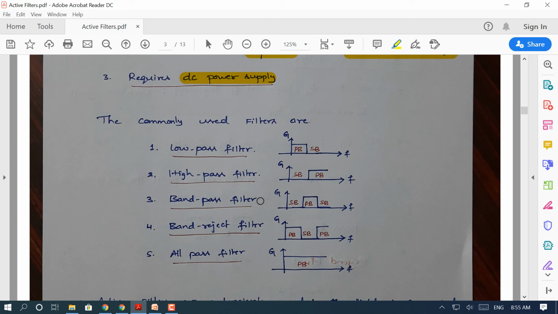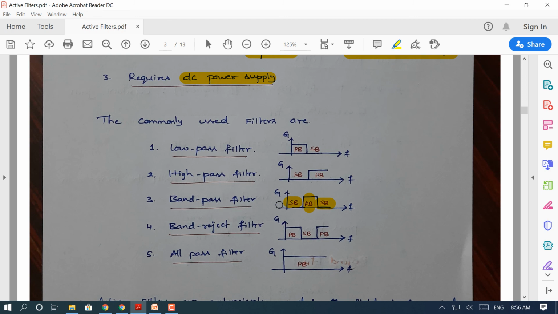A bandpass filter is a filter that has a specified band of frequencies that we are going to pass, whereas we are going to limit all other frequencies. So the pass band exists only for the selected frequencies. The remaining signals we are going to attenuate. So the stop band exists in 2 places here. Okay, so this is a band pass filter.